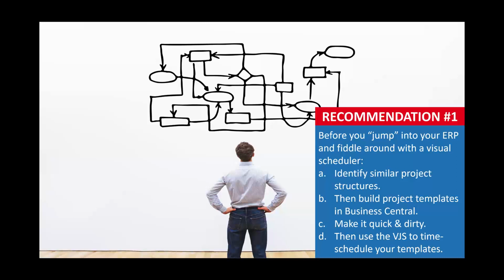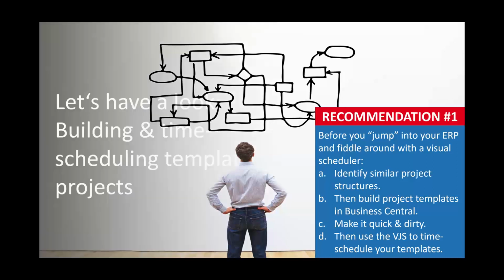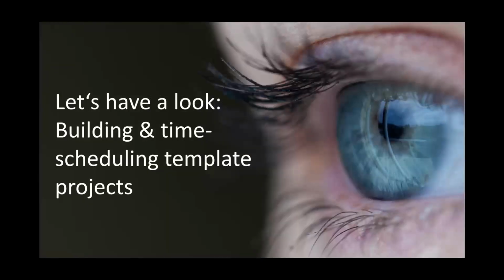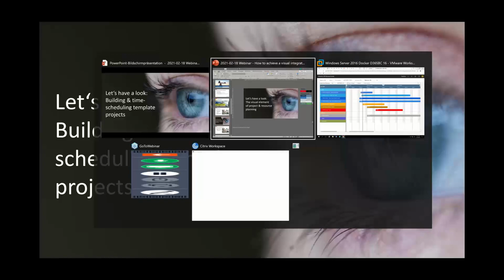And I also recommend that you make it very quick and very dirty in Business Central. Just set up the job, the template job with sample job tasks and sample job planning lines, and then get this template up into the VJS and time schedule it there and complete it there so that it is more precise. Before we continue planning, let's look at how to build templates and save customers time by having templates, and then treat these templates in the visual job scheduler.